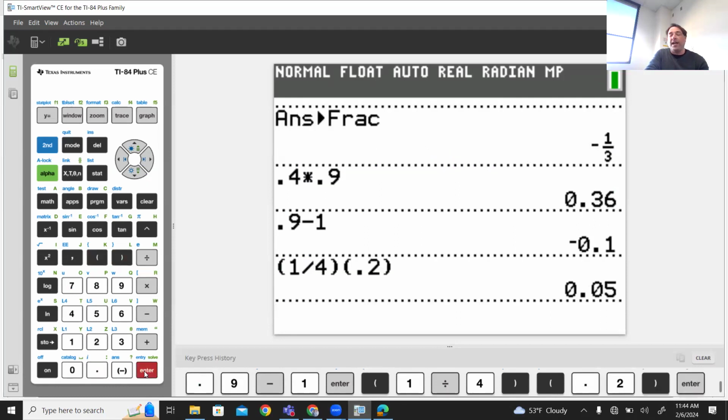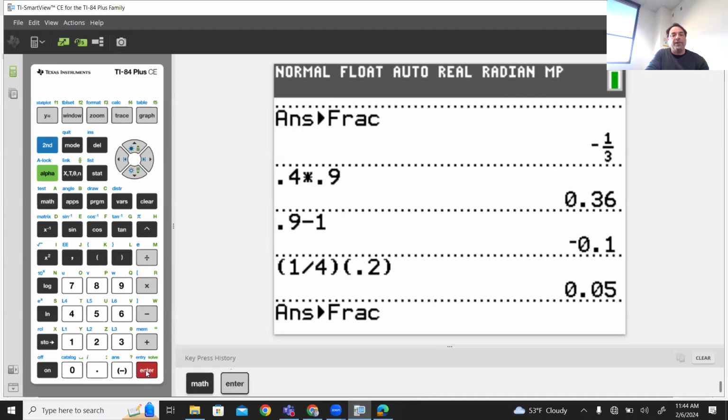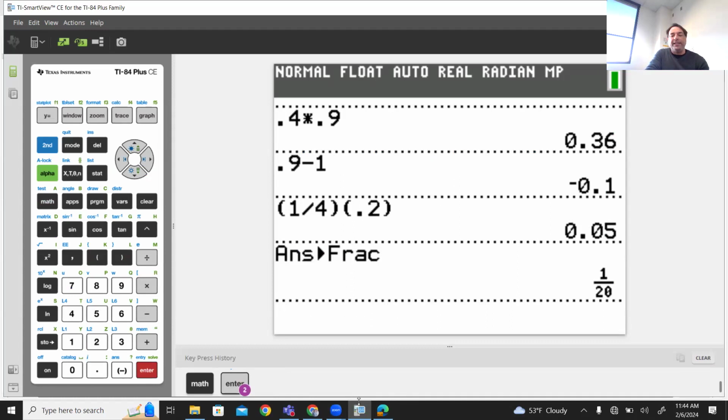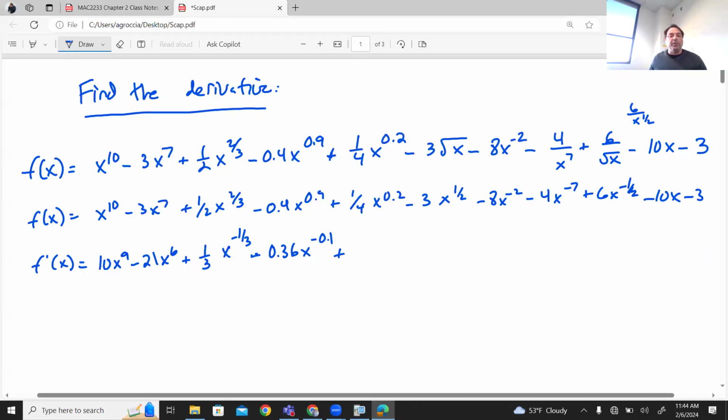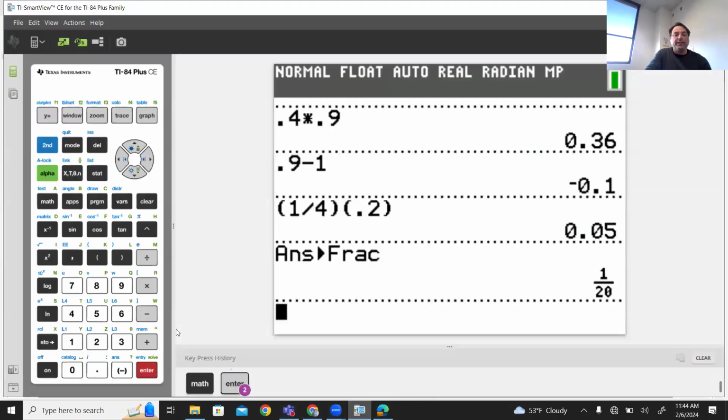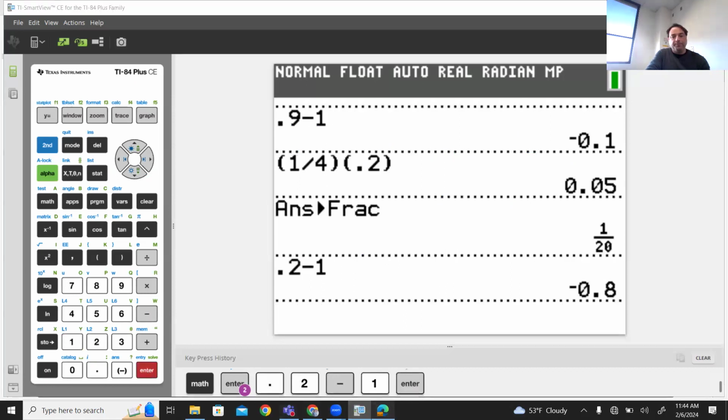That gives you 0.05, which you can leave as a decimal, or as a fraction, 1/20. Either one's fine. I'm going to put 1/20 x to the, and then 0.2 minus 1 is negative 0.8. Again, if you need your calculator, 0.2 minus 1 gives you negative 0.8.